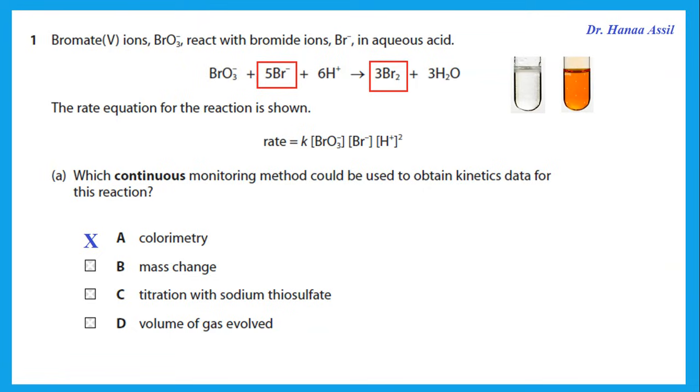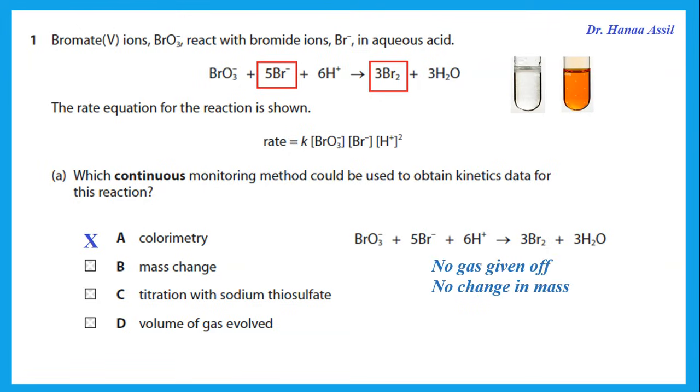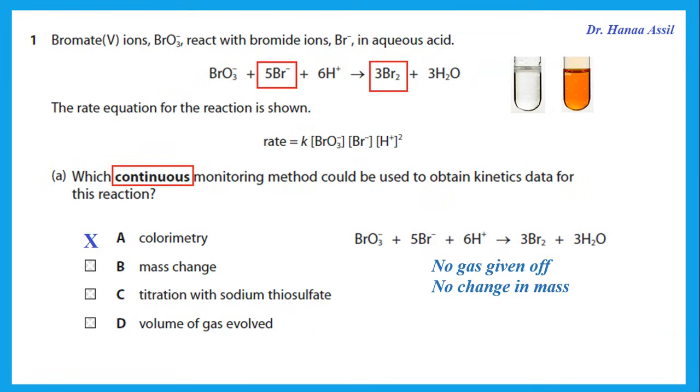Okay, let's take a look at the other options. Can we use mass change? Remember that we use mass change only if a gas is given off, because that would mean that the overall mass of the mixture would change. Can we do titration with sodium thiosulfate? Remember, we're being asked for a continuous method. Titration is not a continuous method, and there is no gas given off.